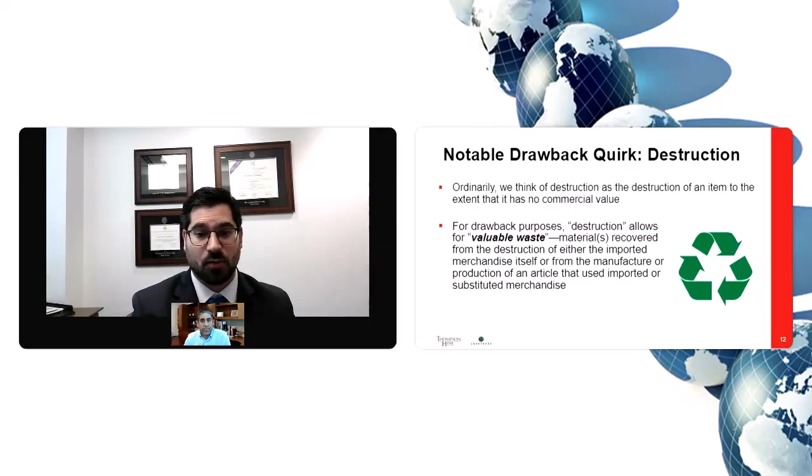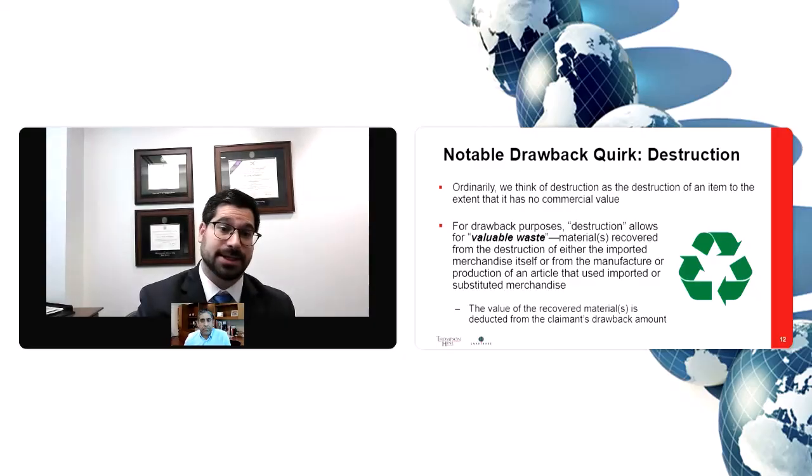Now, of course, when you recover waste, the value of that recovered waste, those recovered materials, is ultimately going to be deducted from the claimant's drawback amount. But just keep in mind that when we think of destruction, it's not just the complete obliteration of an item to the point where it's rendered obsolete. So that applies to all types of drawback.